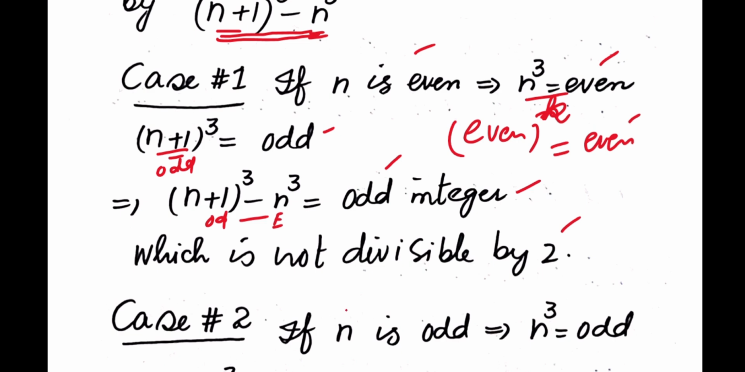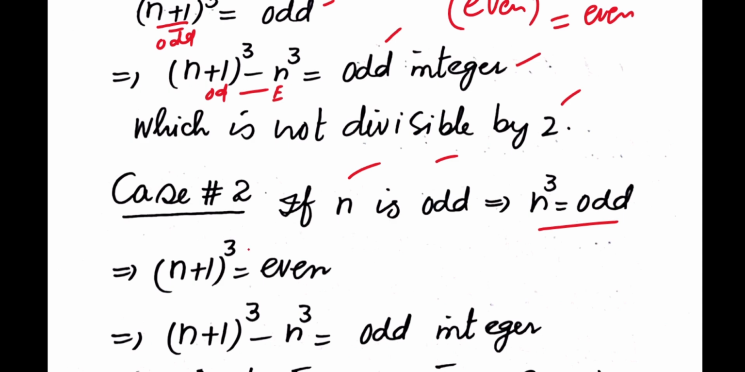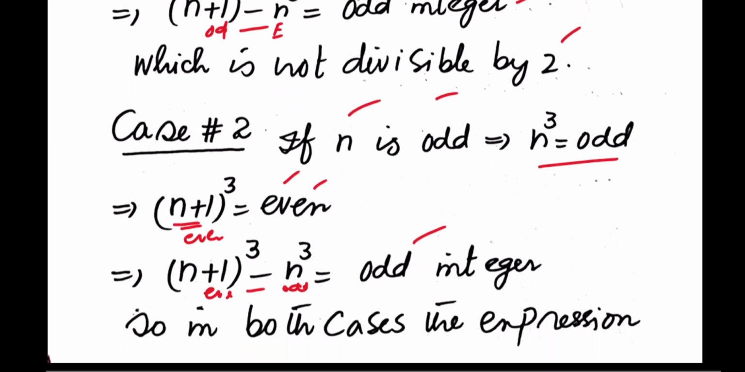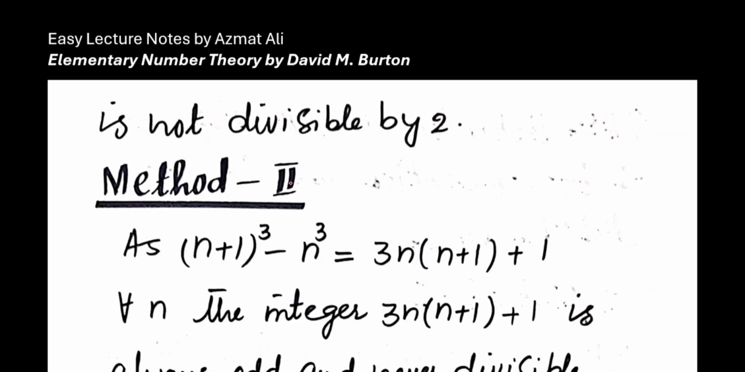If my n is odd, then n cube is odd, but in this case n plus 1 cube will be even, because when n is odd, then n plus 1 is an even integer, and any power of an even integer is an even integer. So this becomes even minus odd. The difference of even minus odd integer is always an odd integer. Again, an odd integer cannot be divisible by 2, so in both cases the expression is not divisible by 2.